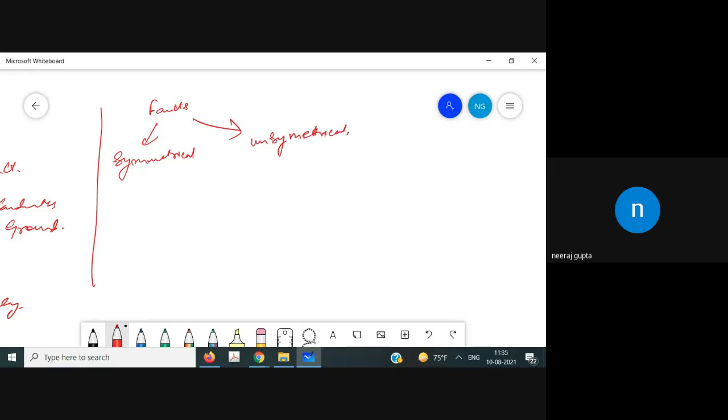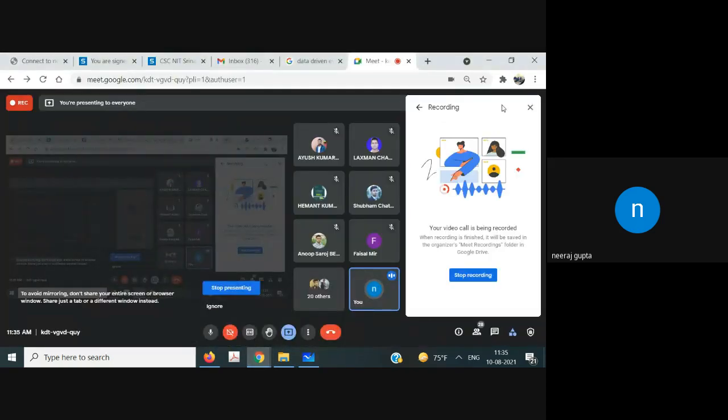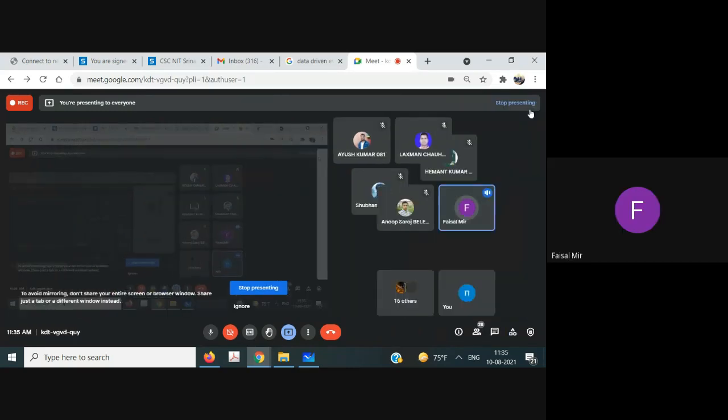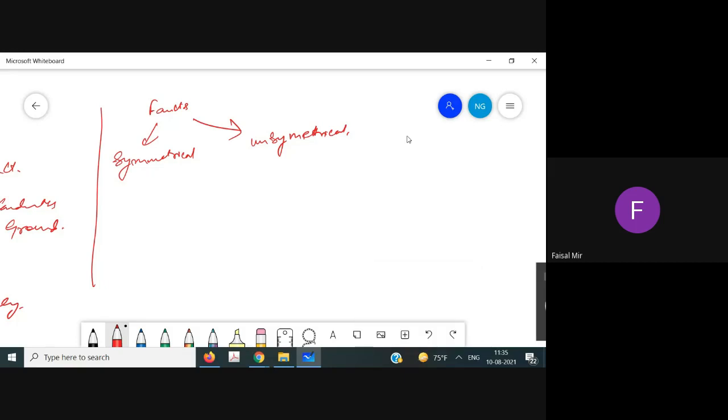Since you are from power system, you might know about symmetrical or unsymmetrical faults. Can anyone tell me what faults are, what symmetrical faults are, and what unsymmetrical faults are? Symmetrical faults are those in which we can do per phase analysis because our system is balanced. In unsymmetrical faults, our system becomes unbalanced, so we can't do per phase analysis. We use symmetrical components in that case.